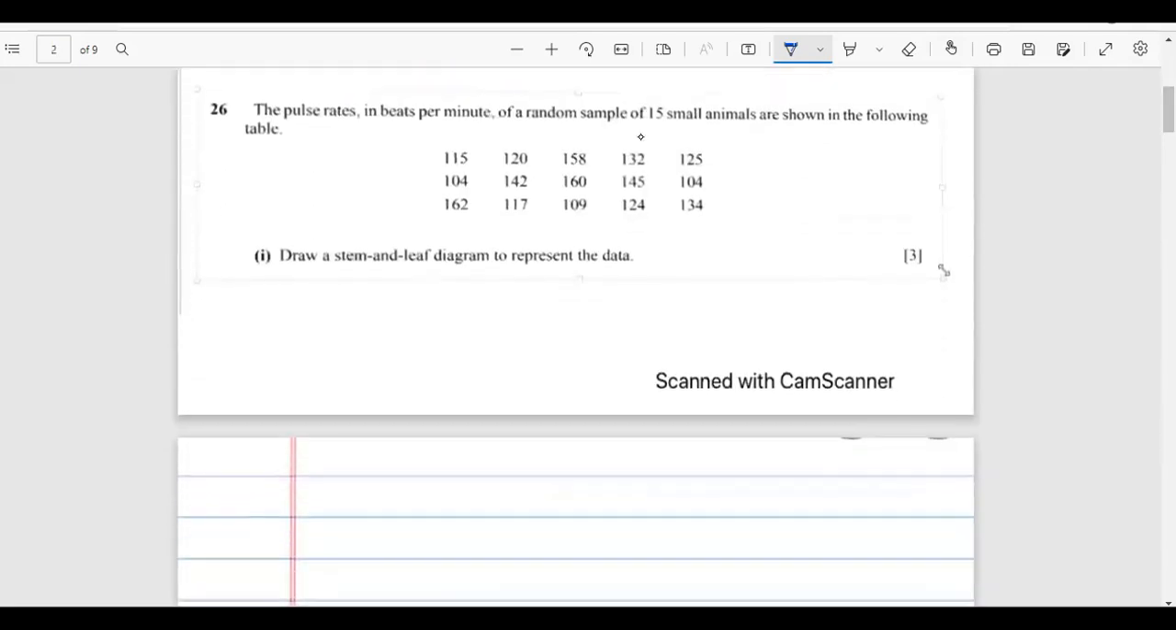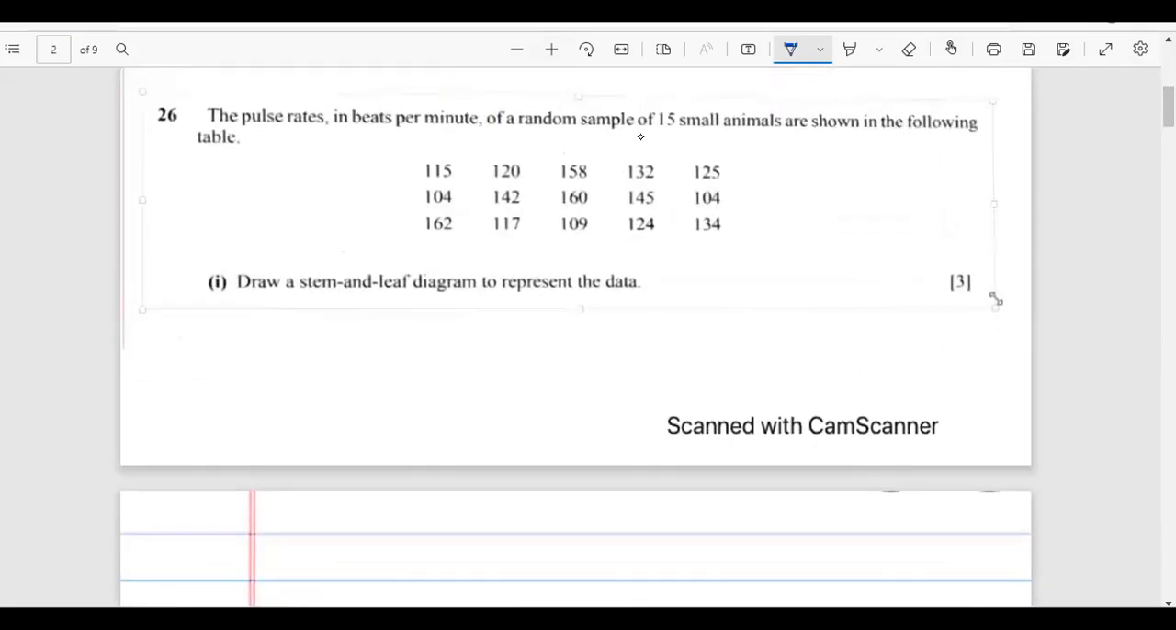Let's talk about the first question. Okay, here's the first question. The pulse rates in beats per minute of a random sample of 15 small animals are shown in the following table. So this is the data. Draw a stem and leaf diagram to represent the data. The very first thing which we need to understand is that this is just one type of data, so we would not be drawing back to back. And if the examiner wants you to make back to back, he would specify that.